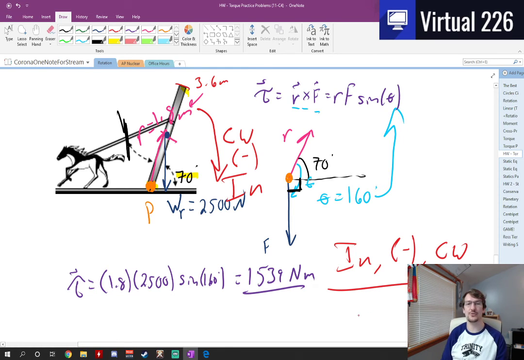And that's it. That's the last torque problem. Hopefully that worked out well for you. A little bit of geometry here and a little bit of right hand rule trying to figure that out, but nothing too crazy.